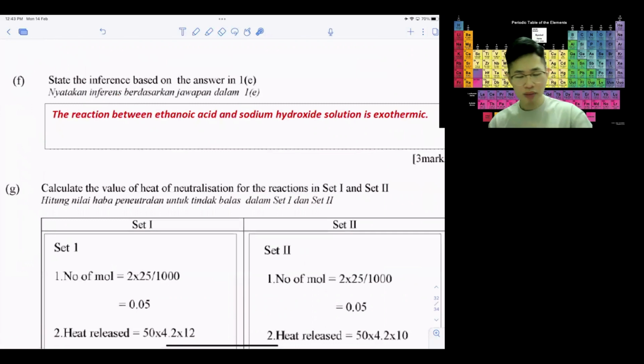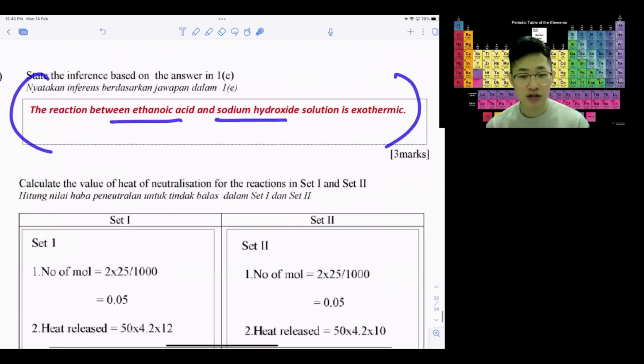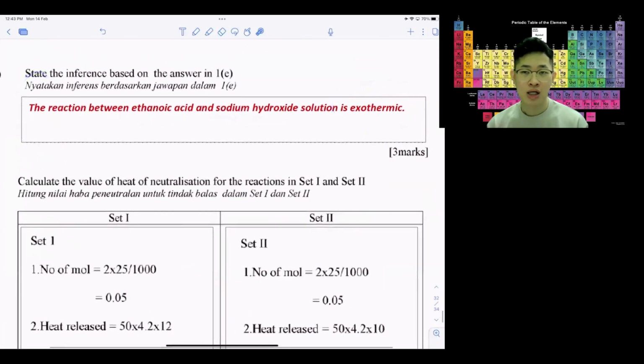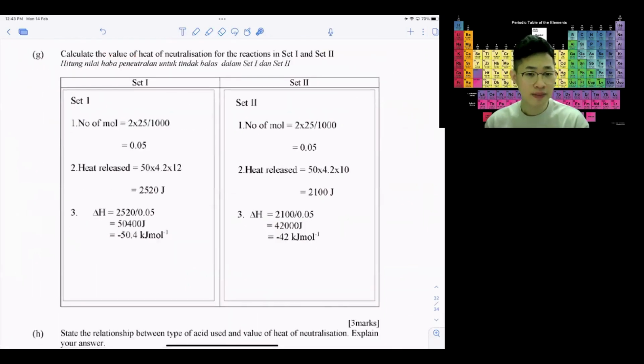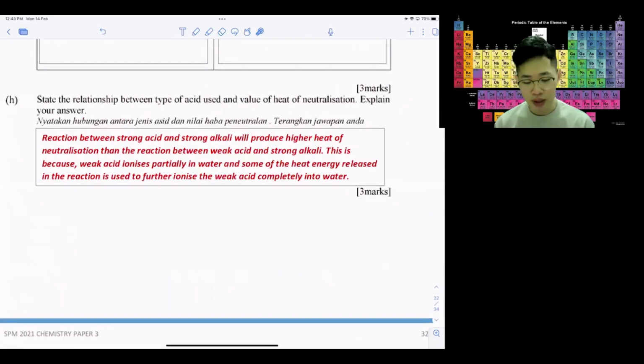Inference, thermometer reading increases. Polystyrene cup becomes hot. The reaction between ethanoic acid and potassium hydroxide is exothermic. So the questions are all very similar. Calculation, you see, calculation again. Relationship between type of acid and value of heat of neutralization.